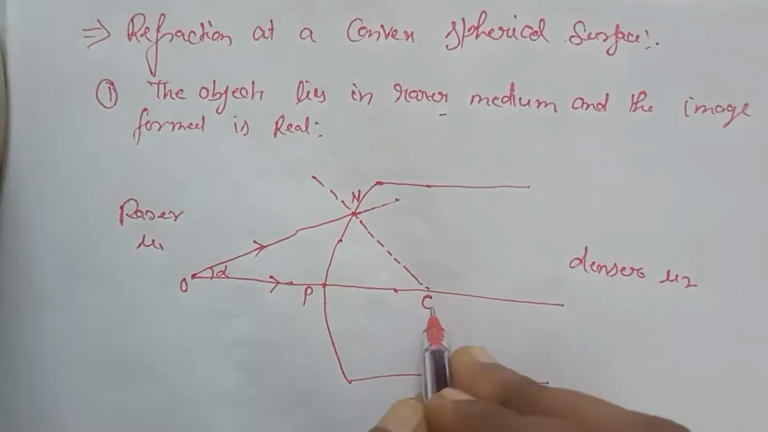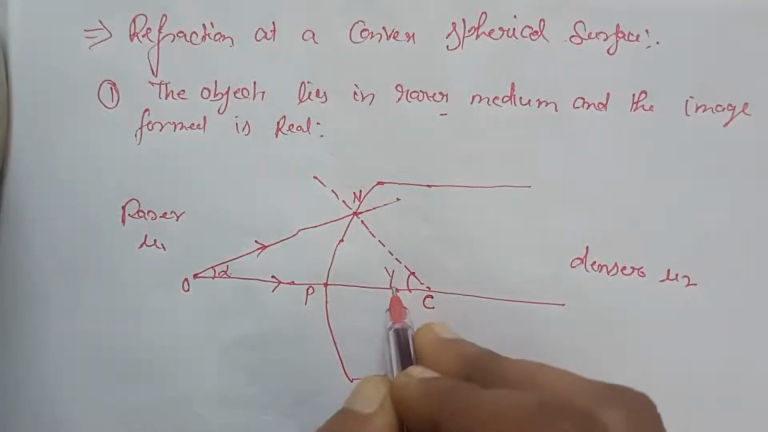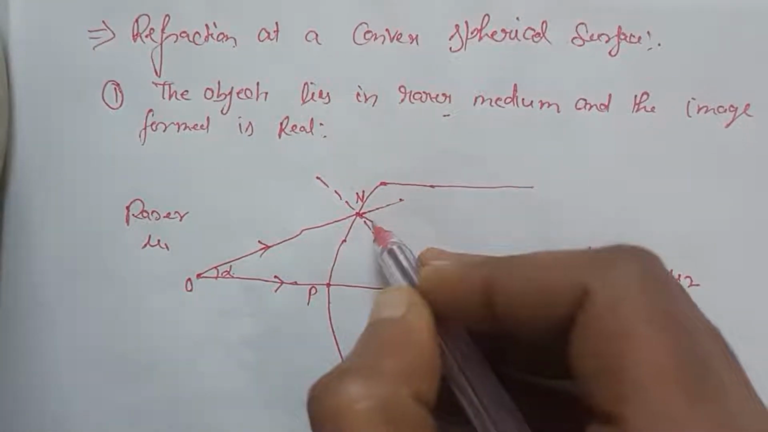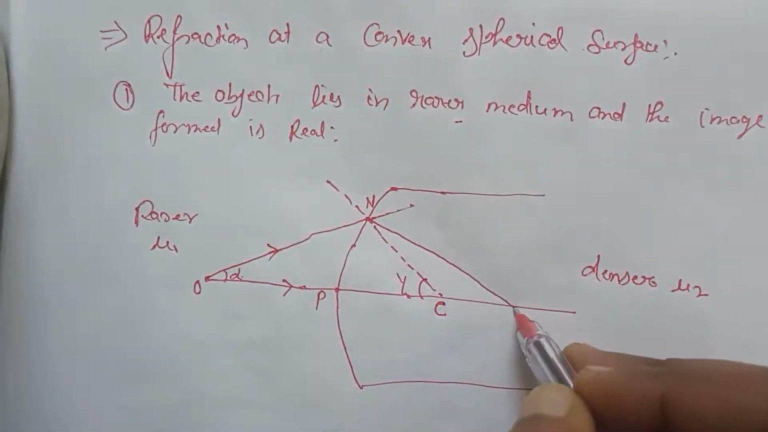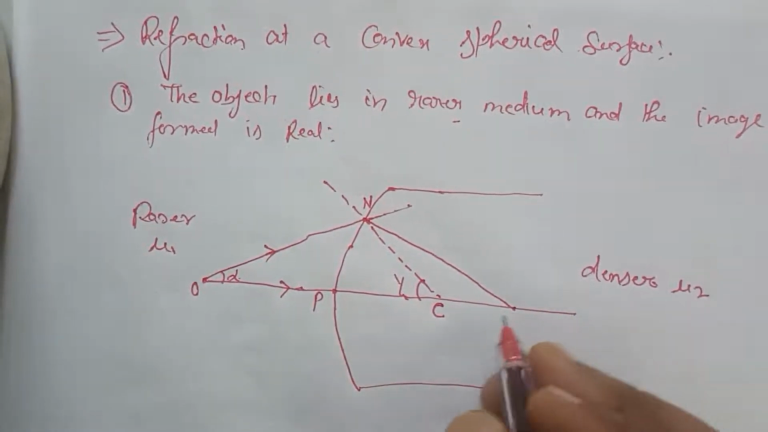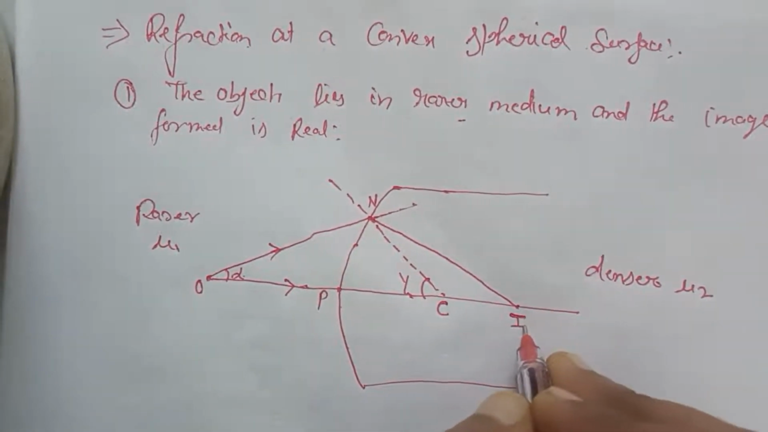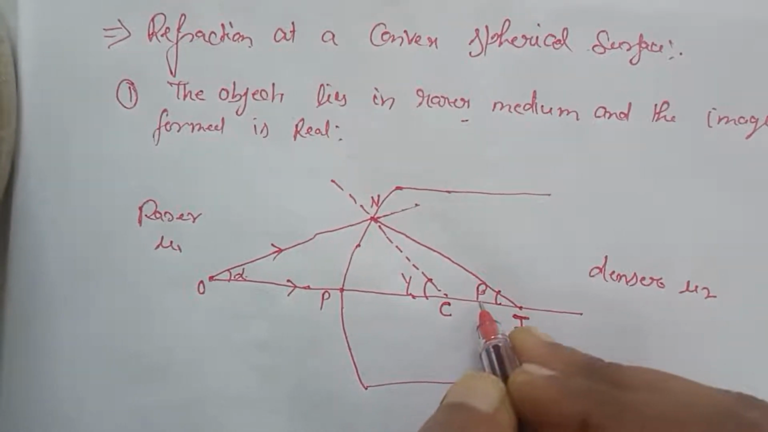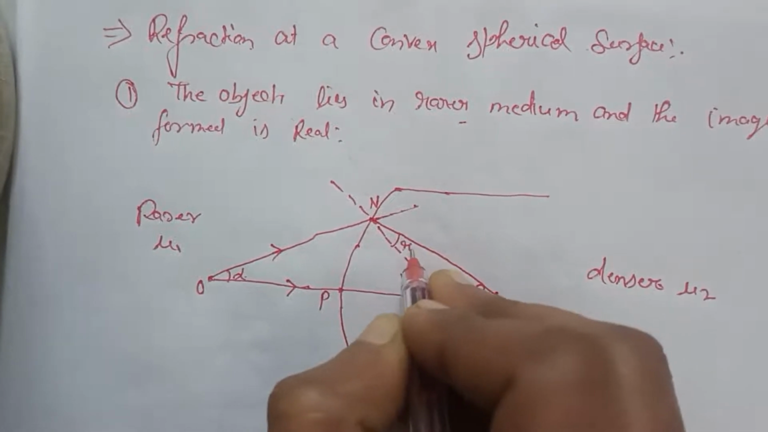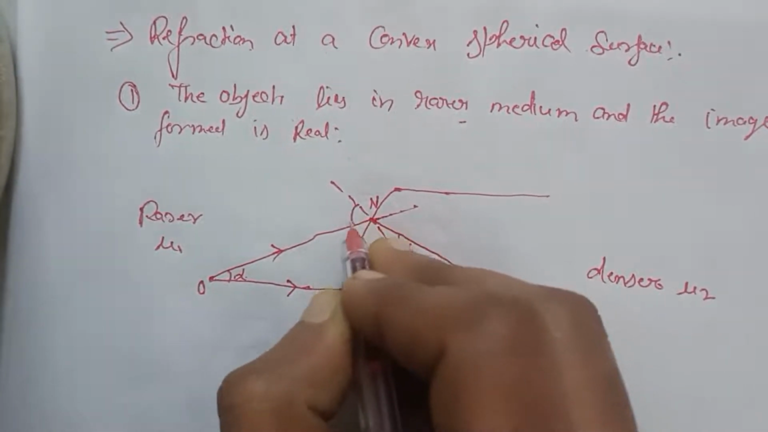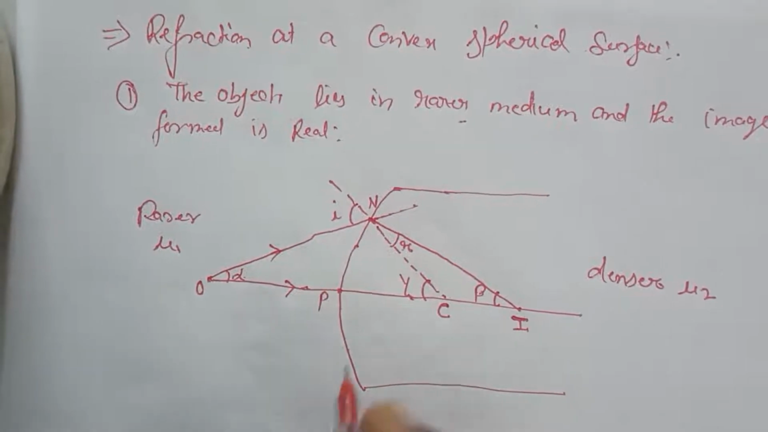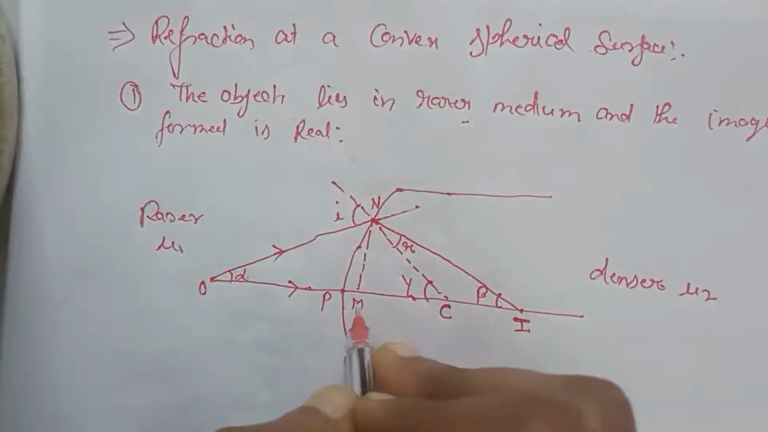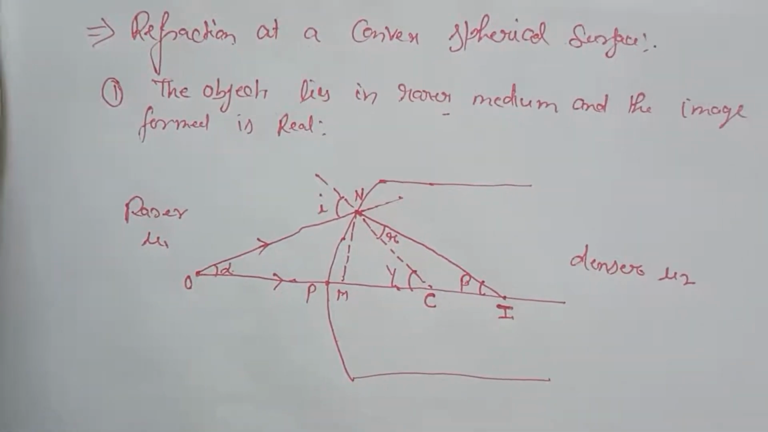Incident point to center of curvature, this angle is gamma. When the ray bends towards the normal, it meets at point I, which forms the image. The angle is beta. This one is called the angle of refraction. This one is called the angle of incidence. And draw a perpendicular, this one considered as M.